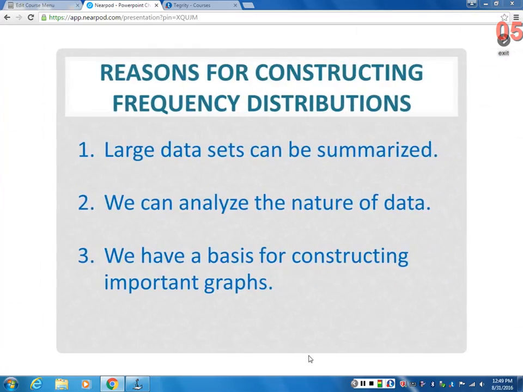Now, why would you want to make a frequency distribution? Well, for a large data set, you can summarize it better in a table than you can looking at the data itself, and you can analyze the nature of the data. And we also will have a basic tool that we can use to construct a graph. Because a table's nice, but a picture's worth 1,000 words, and a graph is a picture of the data.